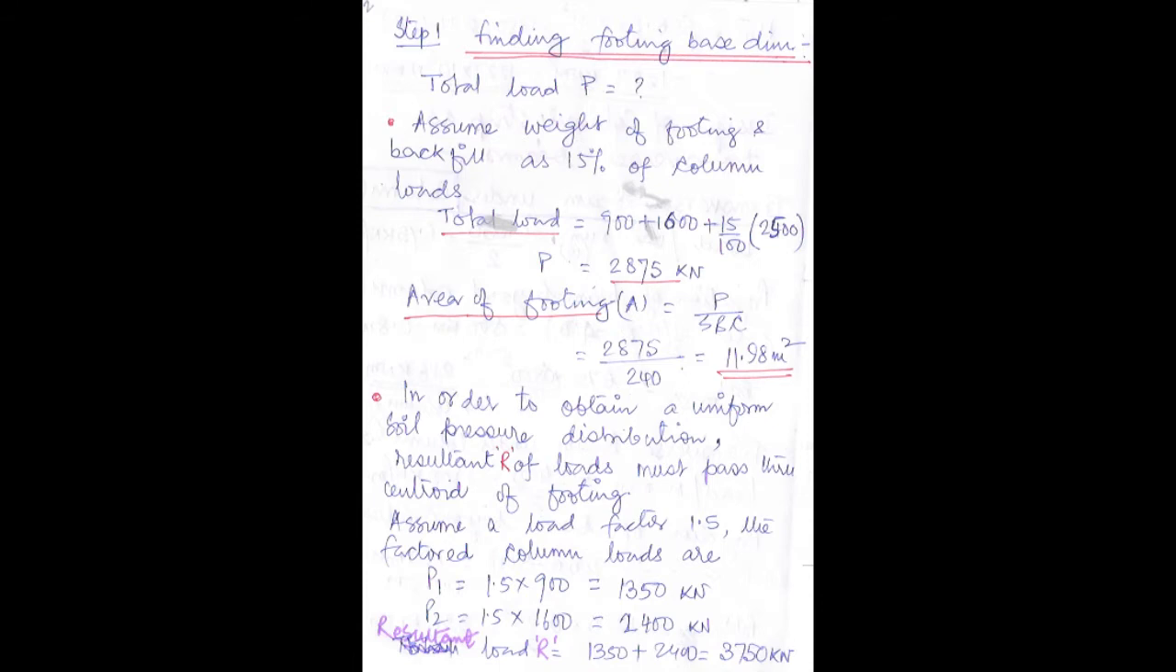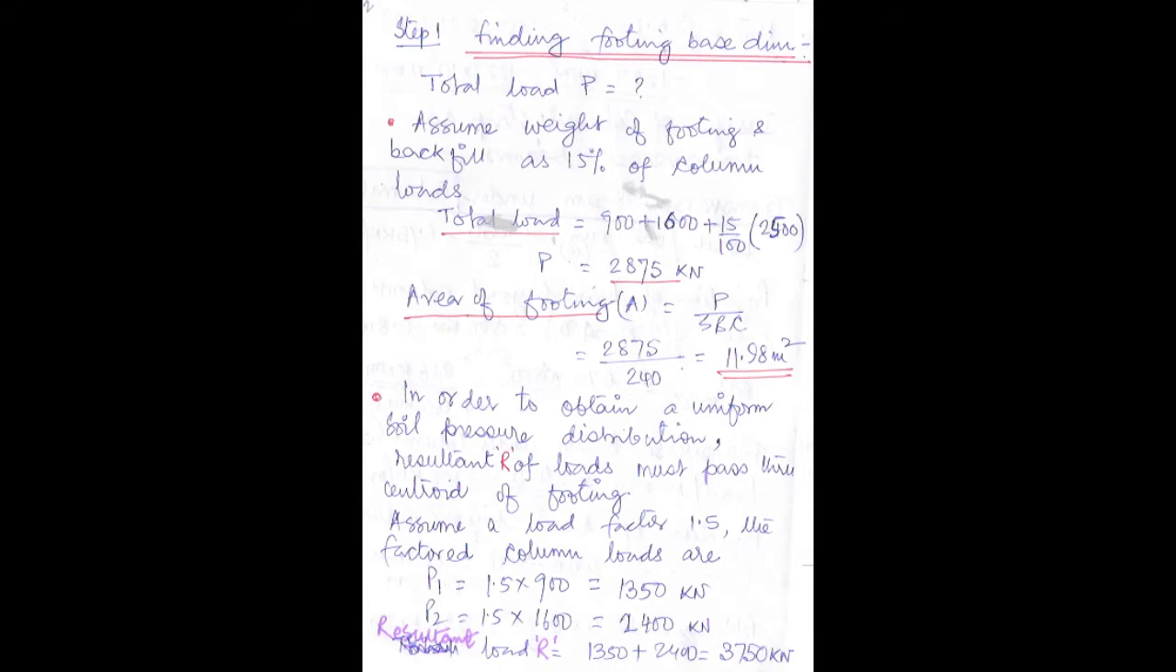Okay, let us proceed further. Area of the footing, next step. How will we find out the area of the footing? Total load divided by the safe bearing capacity of the soil. What is the total load? 2875 divided by SBC, how much was it given? 240. So that will give us 11.98 meter square. Please see the unit over here. 2875 was in kilonewton, 240 was in kilonewton per meter square. So the answer will come in meter square.